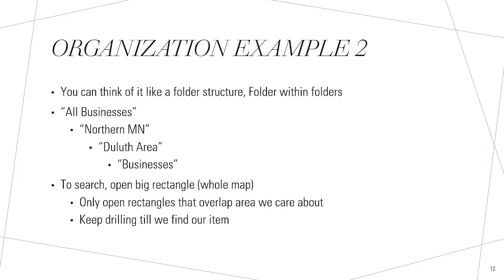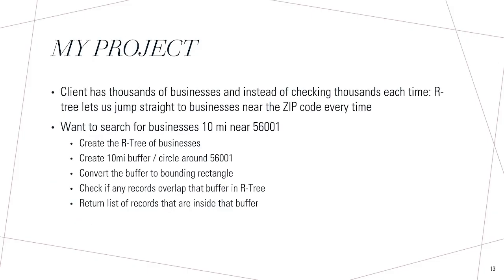Another example of this is you can think of it as a folder structure. So this is like folders within folders. Say you have multiple folders. The first folder is all businesses in the world, let's just say. And then there's another folder that limits down to northern Minnesota. And let's say we want to go to the Duluth area. We choose the Duluth folder. And then we look through the business folder in the Duluth area. So we open a big rectangle, and then we only open the rectangles that overlap the area that we care about. And then we keep drilling until we find our item.